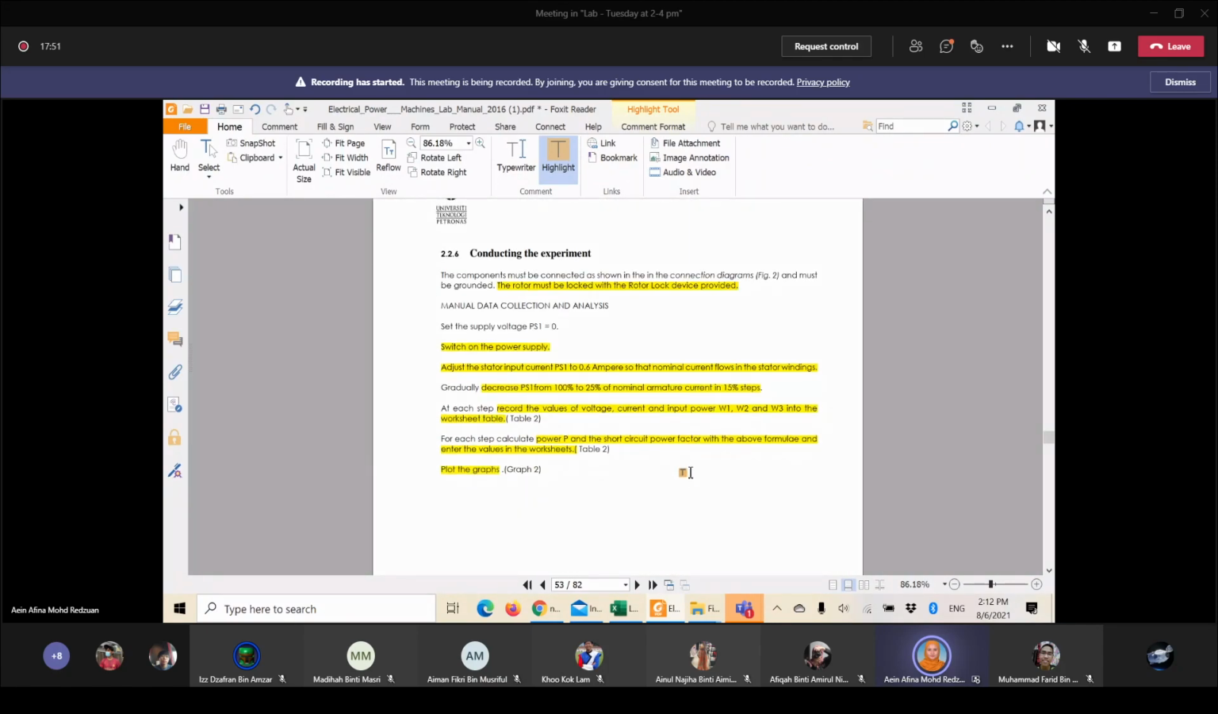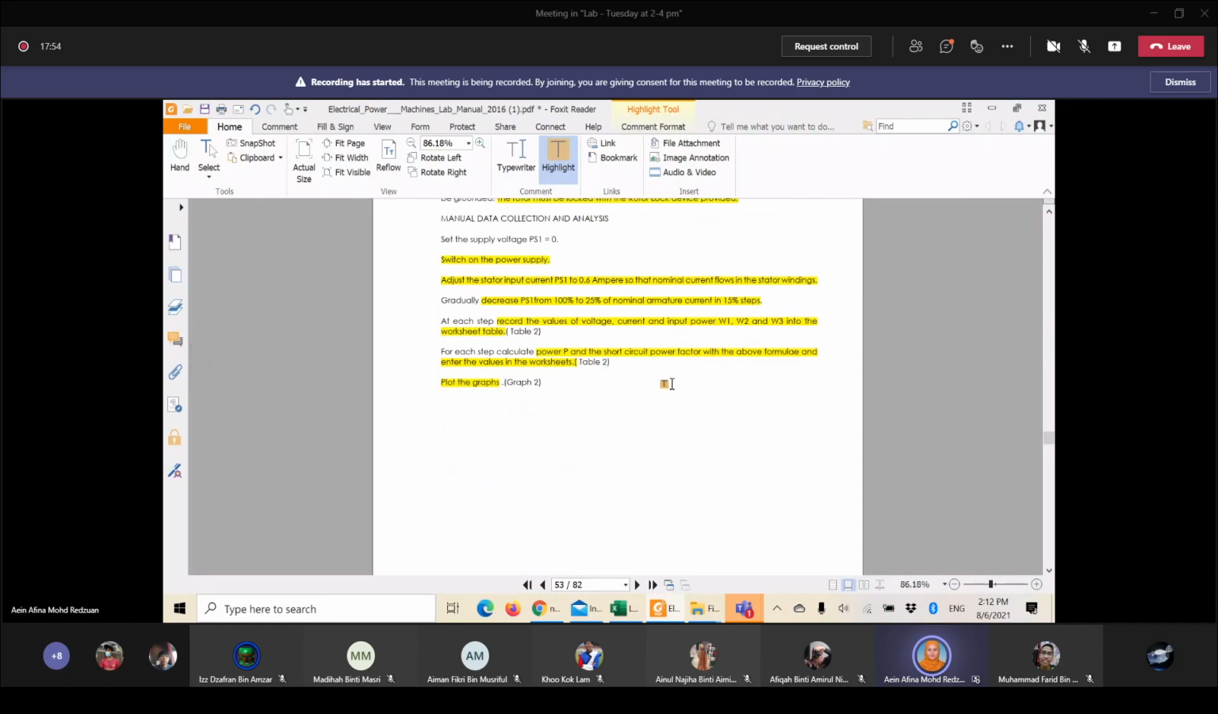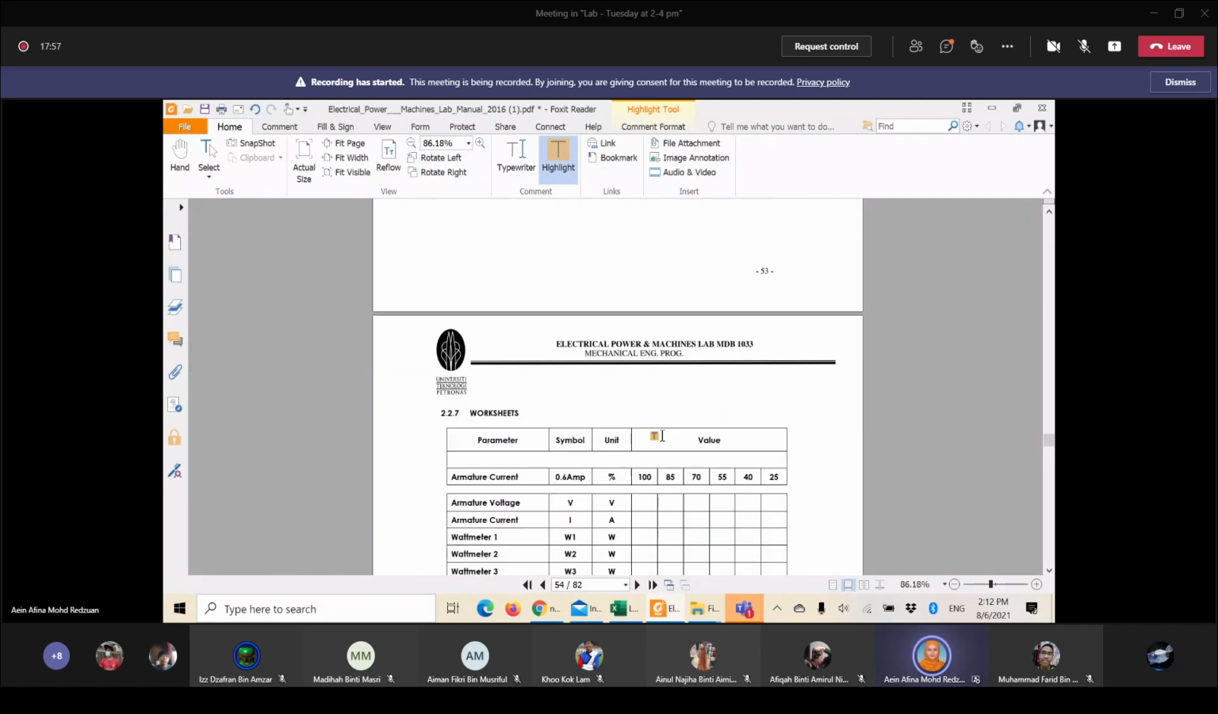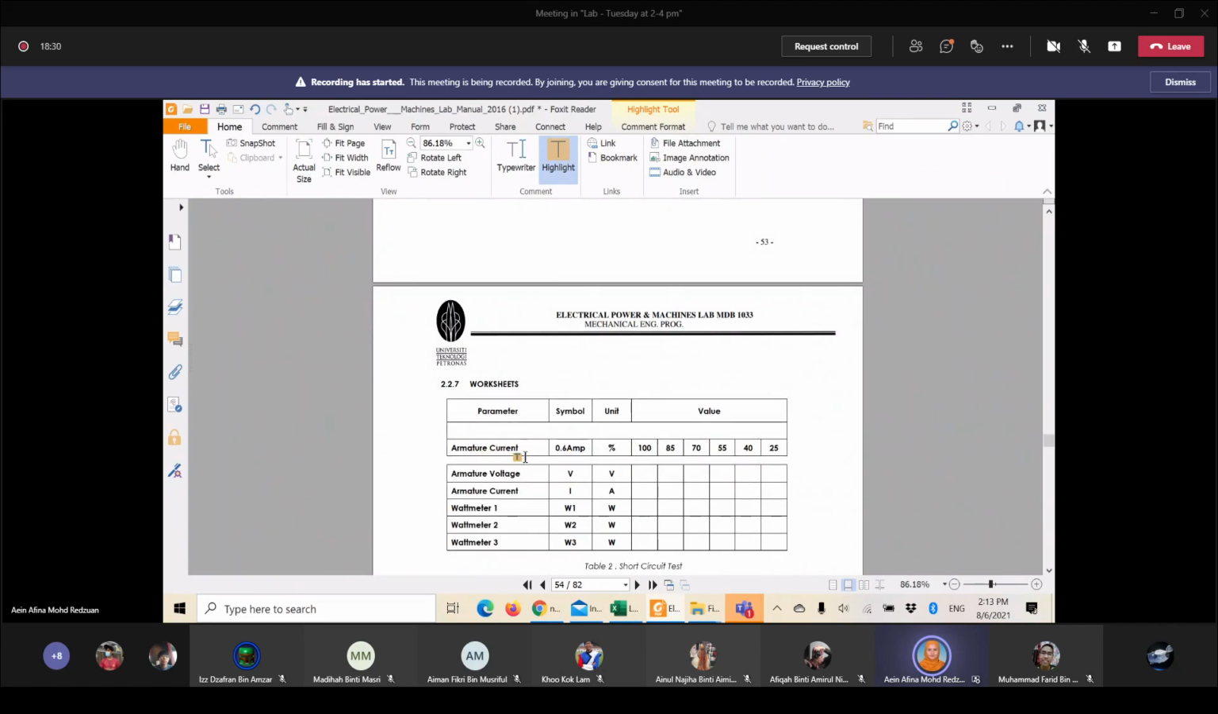Okay, so for the previous experiment, what we did is we varied the voltage, but this time we are going to vary the armature current. What you actually do is increase the voltage at the power supply slowly, and at the same time, you are going to detect the reading at the analyzer. There's an armature current reading there. Increase the voltage until you get the armature current of 0.6 ampere.